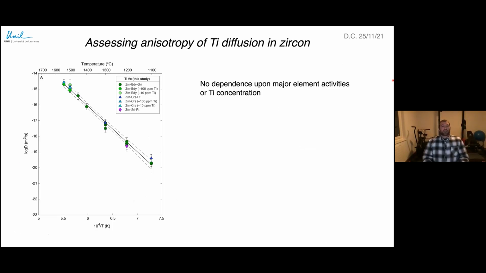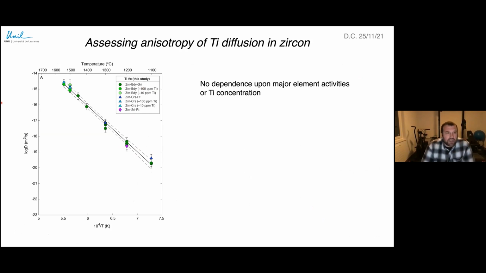Okay, so this essentially is the end result of about 2 years worth of experiments here. So I'm just plotting the diffusion coefficients of titanium we've measured against reciprocal temperature. These different symbols and the different colors of the symbols all correspond to these different source powders that I talked about a few slides ago.